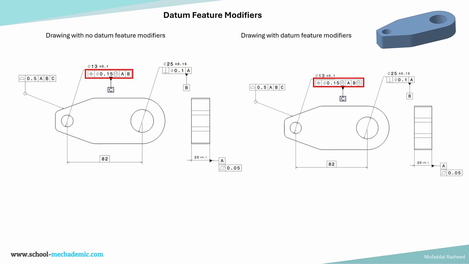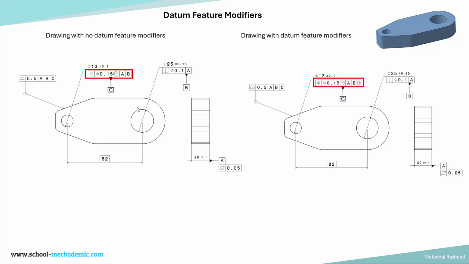So here is a comparative drawing of basically the same part, but there are two different drawings over here. So the part is as shown over here. This is a 3D view. It's basically a simple lever which has two holes, and it has a width as shown over here, 20 plus or minus 0.1. One surface is the primary datum feature A, which has a flatness applied to it, 0.05.